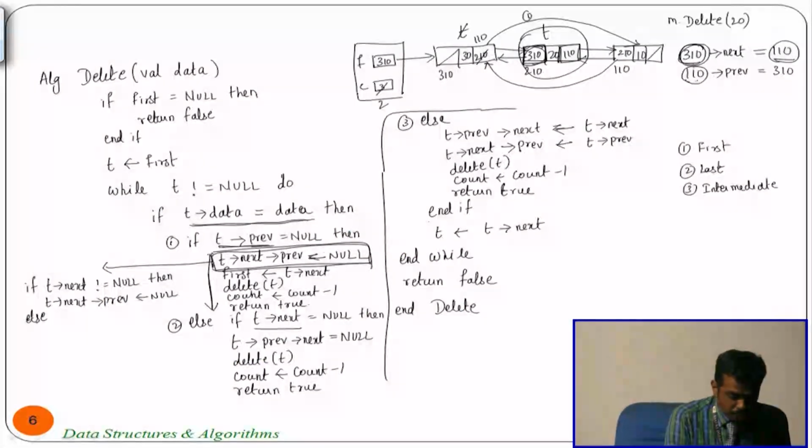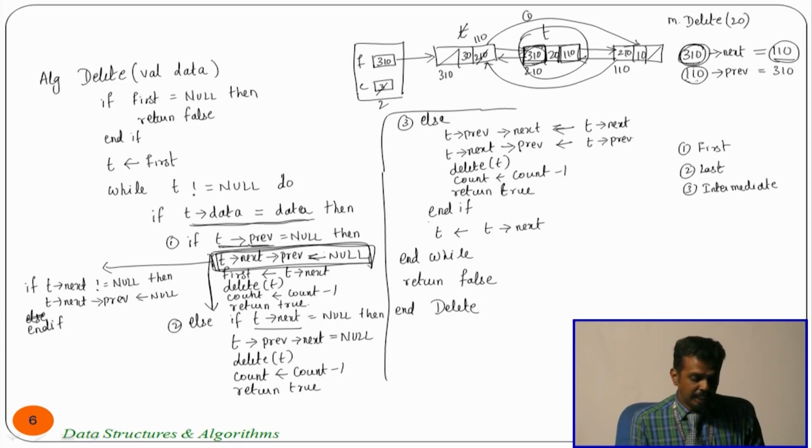So I have to add end if here. This statement depends on the condition: if T of next is not equal to null, then T of next of previous equals null. Otherwise no need to assign, only first equals null, and delete T and decrement count. So we have verified all the different situations of deleting an element.